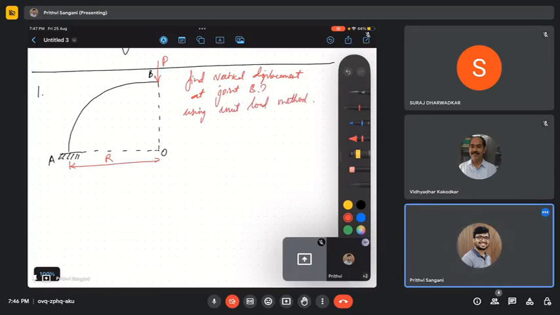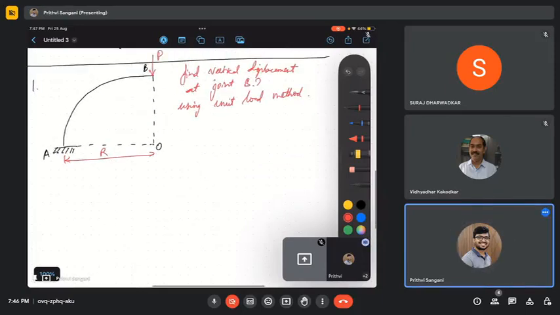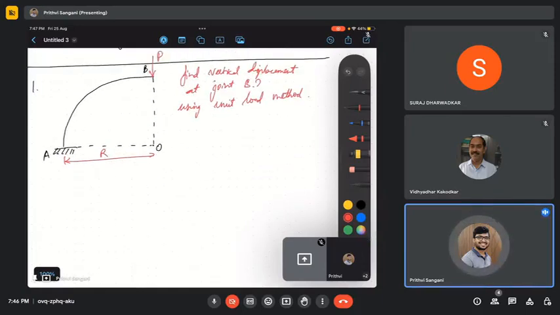So we have the beam. This is the actual beam. So let us call this a real beam.